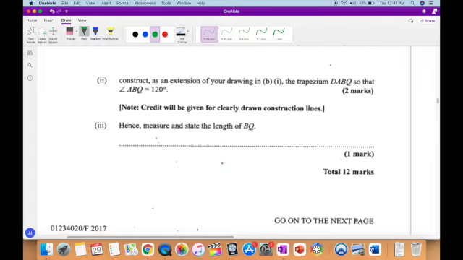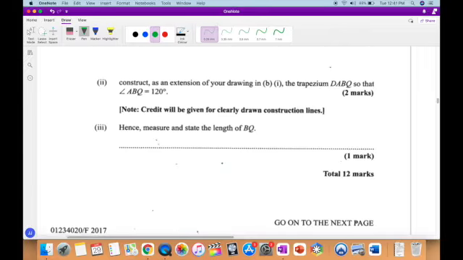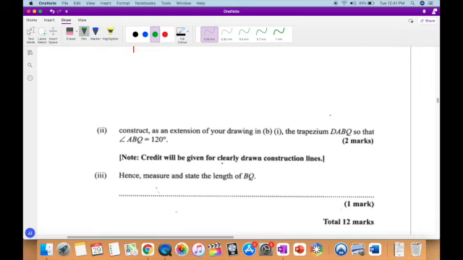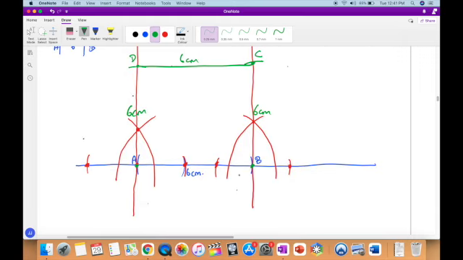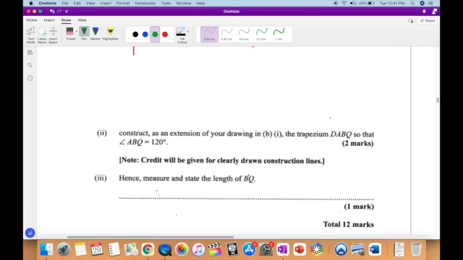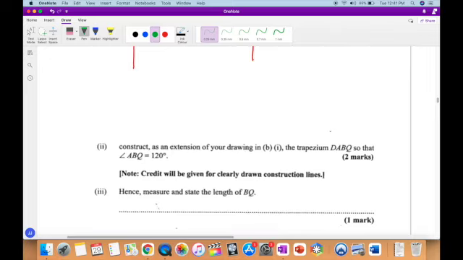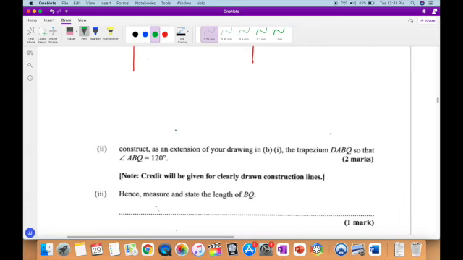Construct, as an extension of your drawing in B1, a trapezium ABQD, so that the angle BAQ... So right now, what do I have? I have this here, and this is A, B, C, D, and I already have a whole bunch of construction marks here. Credit will be given for clearly drawn construction lines.